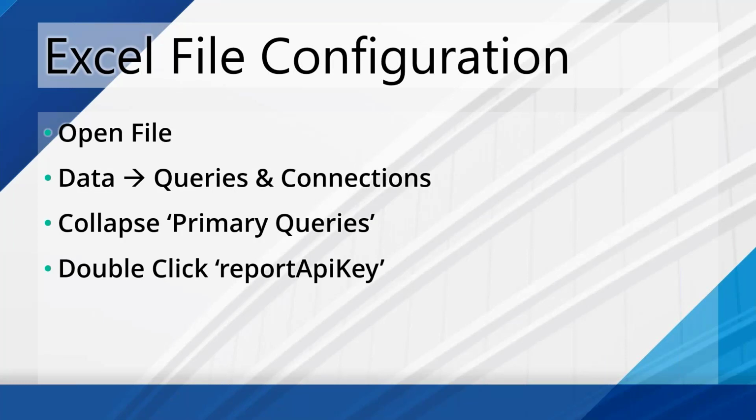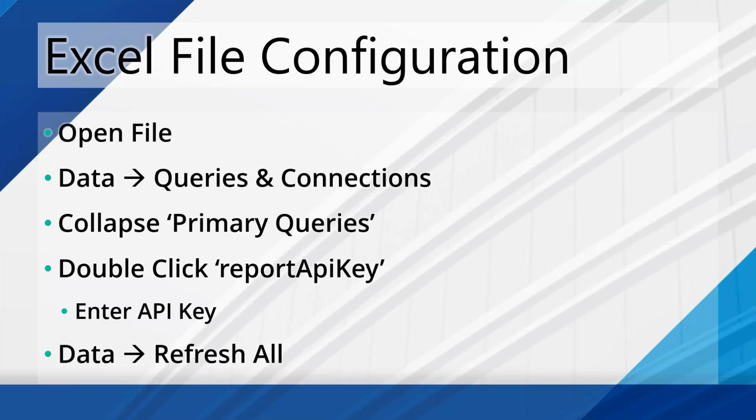We're going to edit the parameter that's called report API key and put your API key into it. So you're going to enter your API key into that field. And then once that's done, you can do a data and a refresh all. I'm going to show you these exact steps. I'm going to go through them right now at the same time.